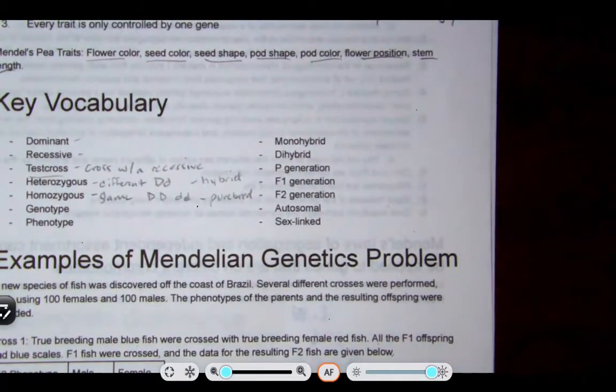Genotype is the type of gene you have. So it is the letters that you have.